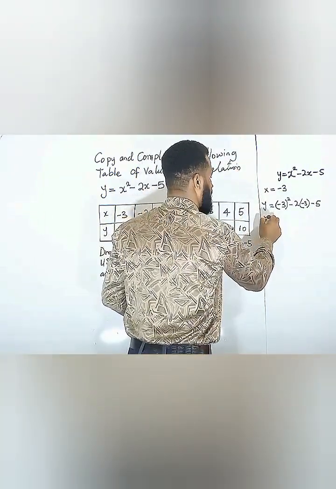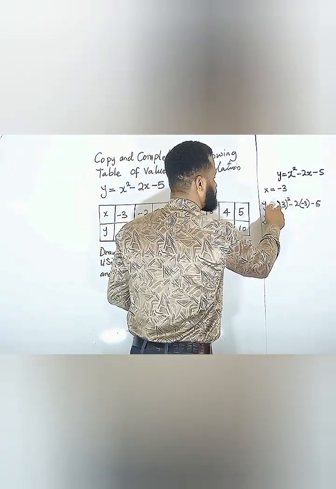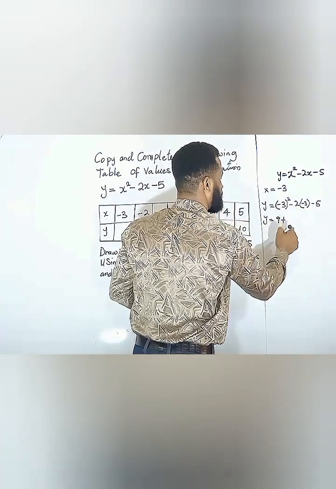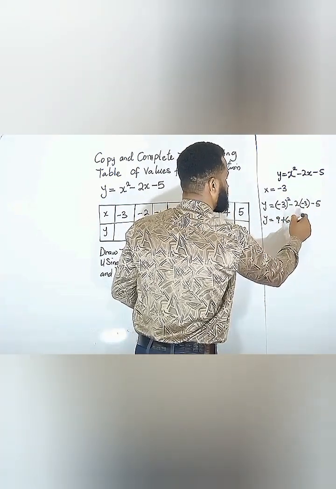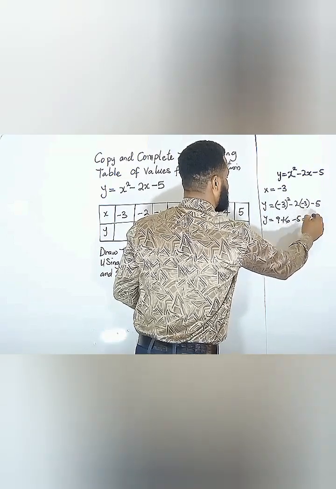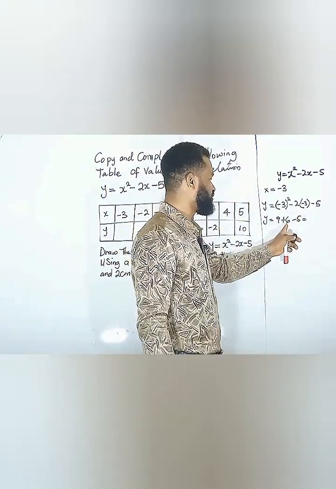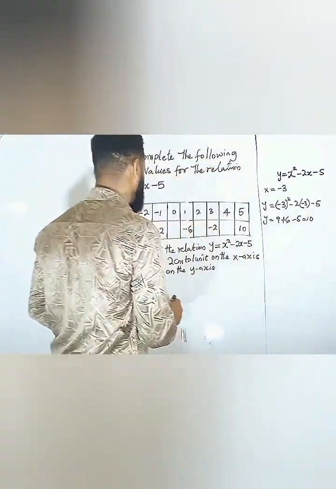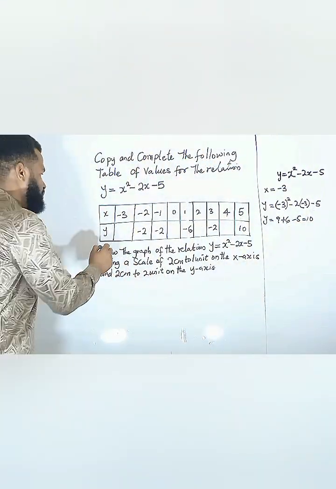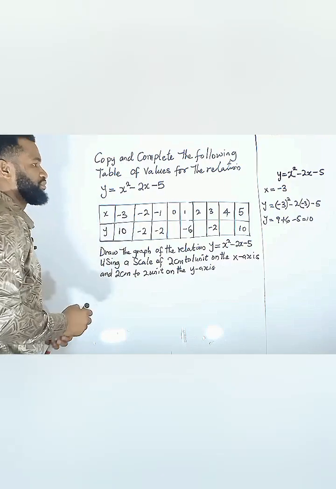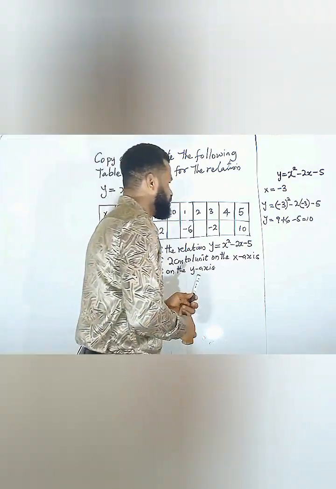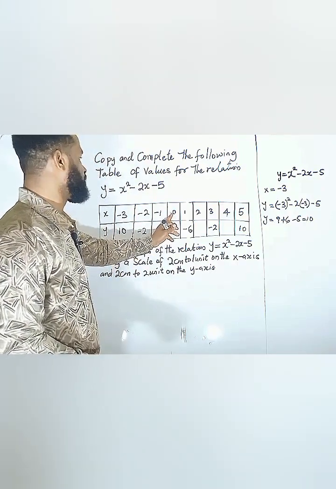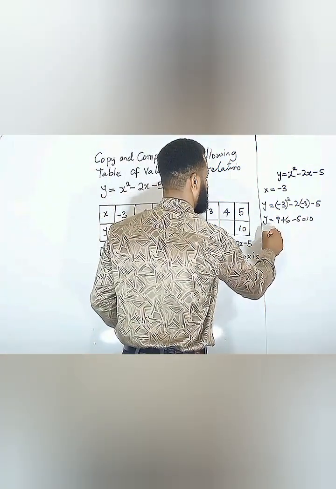So y is going to be equal to minus 3 squared, which is 9. Minus becomes plus. 2 times 3 is 6. Then minus 5. And this is equal to 9 plus 6 is 15. 15 minus 5 is 10. So I will go here and put 10. Right? So the next one is y equal to 0. So I will go here.